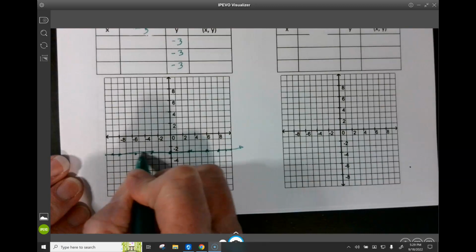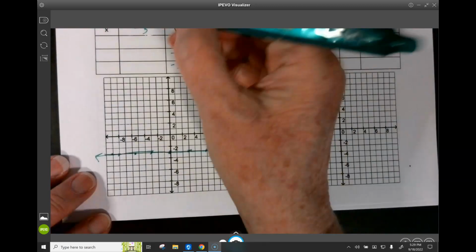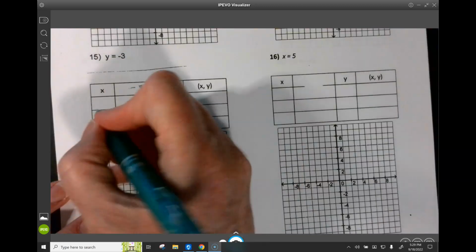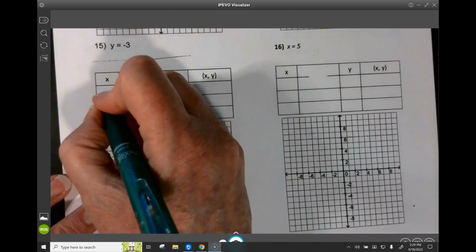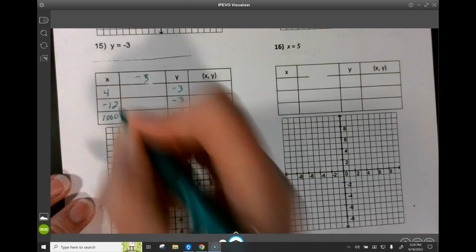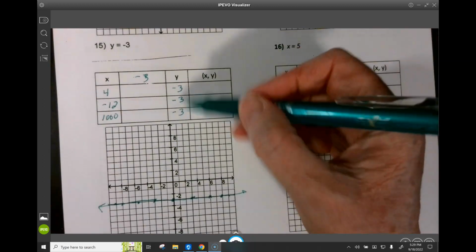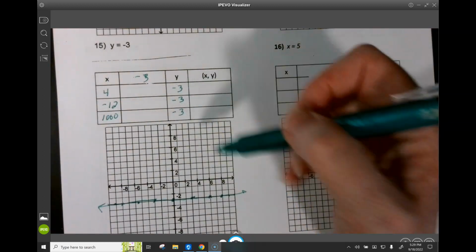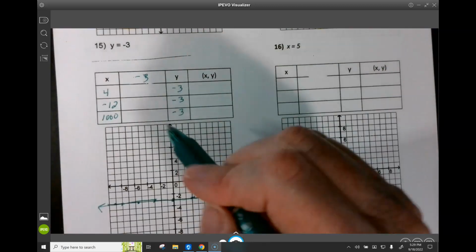So when you have a problem like this, okay, y equals -3. What's x? Anything you darn well please. It can be 4, it can be -12, it can be 1,000, because it doesn't matter. Y is always gonna be -3. Okay, so wait on that. I want to come back to that.